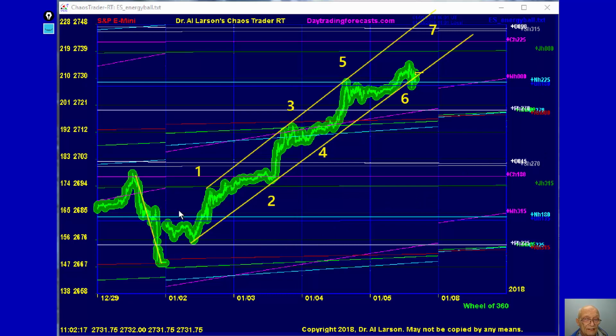This is my intraday plasma chart for the last trading day of 2017 and the 4 trading days of this month.